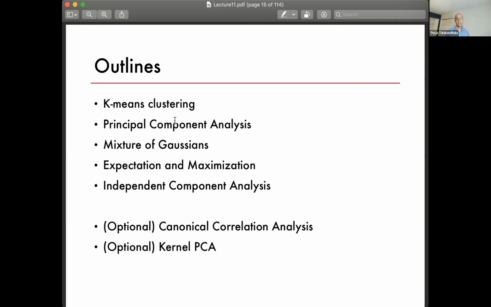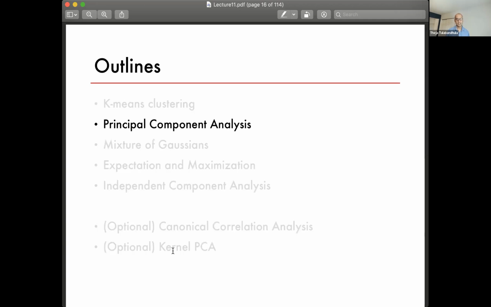So today we'll start with principal component analysis, then go to mixture of Gaussians, and briefly mention the expectation maximization technique to estimate the parameters of this model, which is the mixture of Gaussians. And if time permits, we'll briefly mention what the problems are, which are listed here. One is called independent component analysis, the other one is called canonical correlation analysis, and the last one is called kernel PCA. Okay. So let's start with principal component analysis.